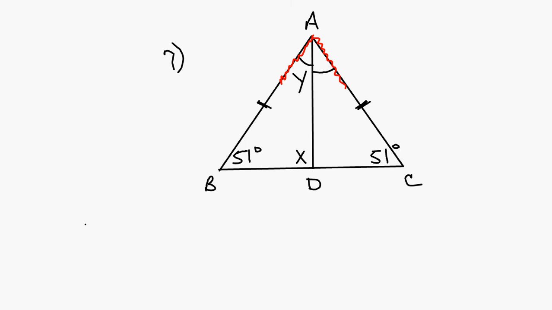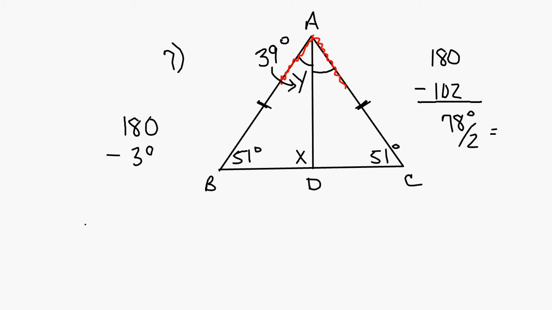So if you take 180 and you subtract 51 plus 51, which is 102, you should be left with 78 degrees. So this red angle up top is 78 degrees. If you divide it by 2, you get 39 degrees. So y is equal to 39 degrees. This small angle up here. So now you know two angles in a triangle. If you take 180 and you subtract 39, and then you subtract 51, it'll give you the value of x, 90 degrees. And that's equal to x.